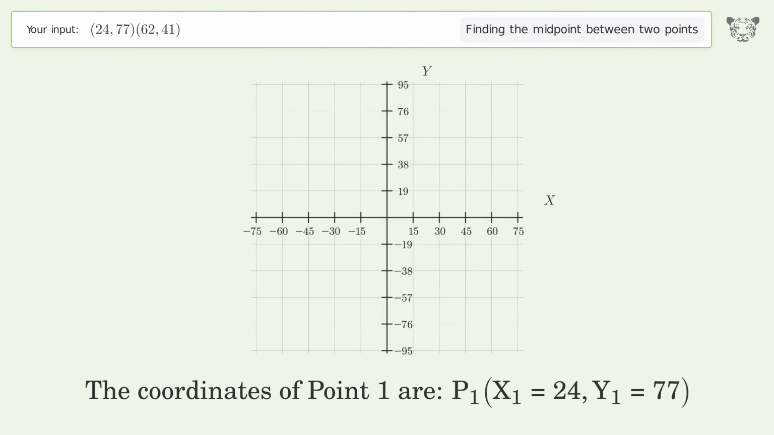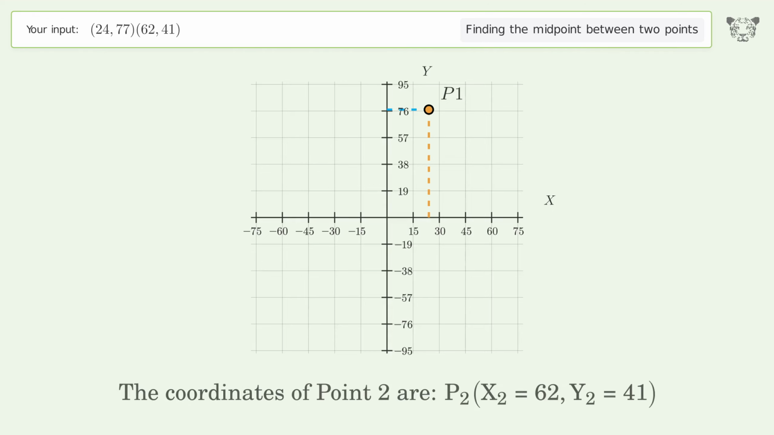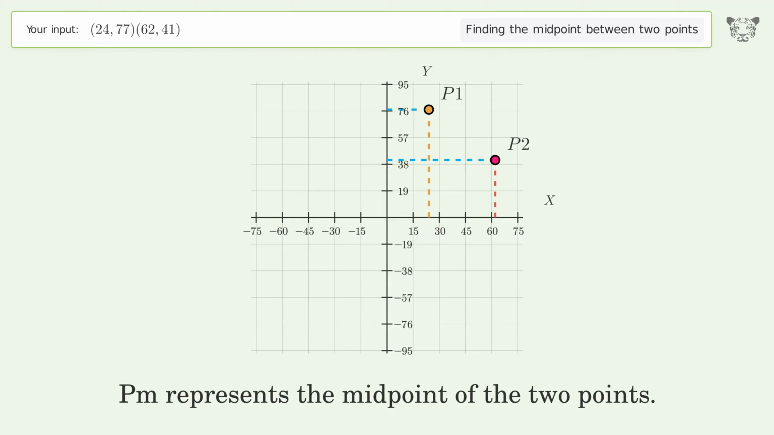The coordinates of point 1 are x1 equals 24, y1 equals 77. The coordinates of point 2 are x2 equals 62, y2 equals 41. PM represents the midpoint of the 2 points.